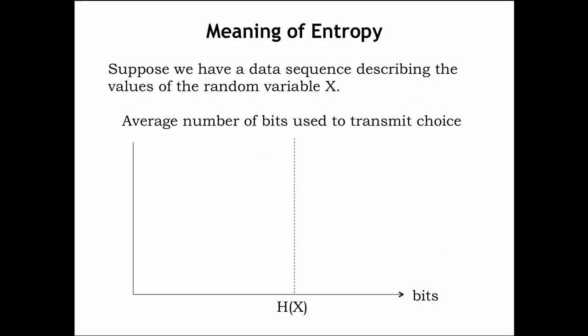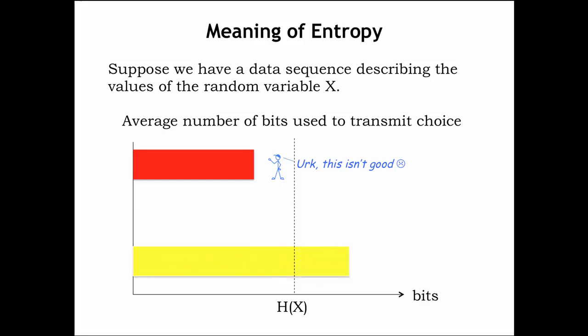So, what is the entropy telling us? Suppose we have a sequence of data describing a sequence of values of the random variable X. If, on the average, we use less than H(X) bits to transmit each piece of information in the sequence, we will not be sending enough information to resolve the uncertainty about the values. In other words, the entropy is a lower bound on the number of bits we need to transmit. Getting less than this number of bits wouldn't be good if the goal was to unambiguously describe the sequence of values. We'd have failed at our job.